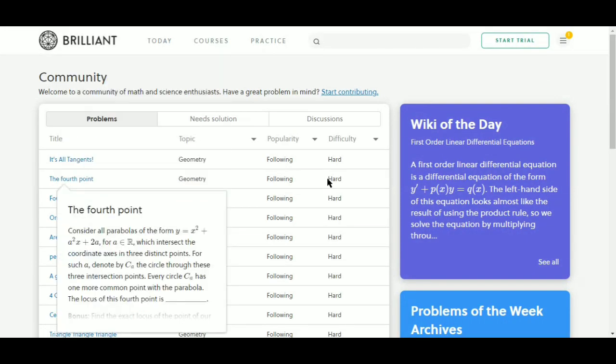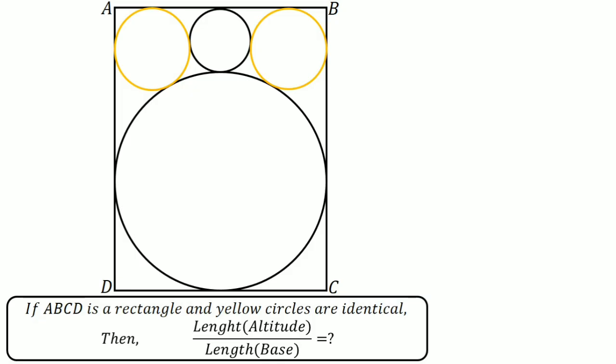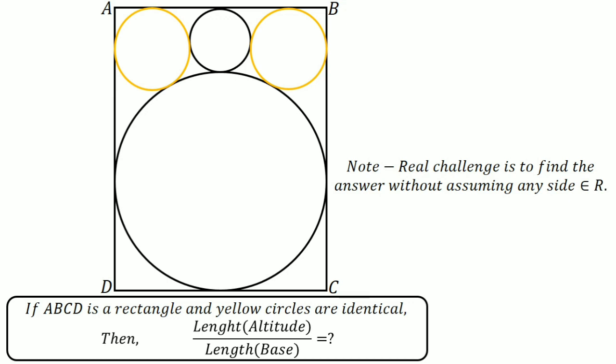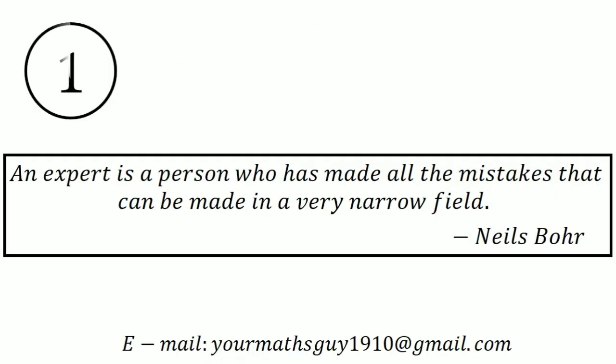But looking at this, the question is in the category of hard, and considering the width of the rectangle equal to 1 makes it really average, but we will solve this without considering the width of the rectangle equal to 1, and that makes it really hard. Now here is our question, and note that the real challenge is to find the answer without assuming any side to be a real number. So please give your trial to this question and keep watching for the solution.